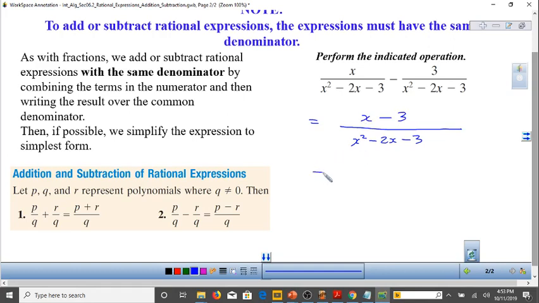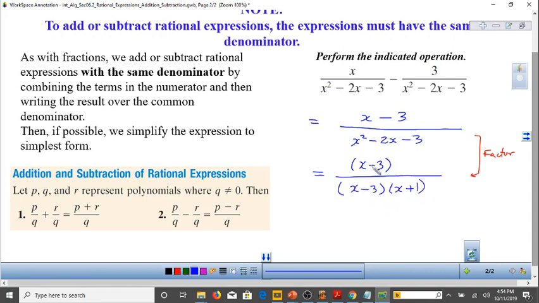Now, we need to simplify the expression. So what we're going to do is factor whatever can be factored, whether it's in the numerator or the denominator, or both. In this case, the numerator doesn't factor, so I put x minus 3. The denominator does factor to be x minus 3 times x plus 1.